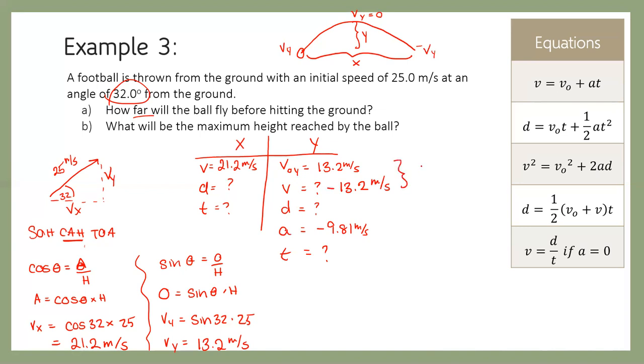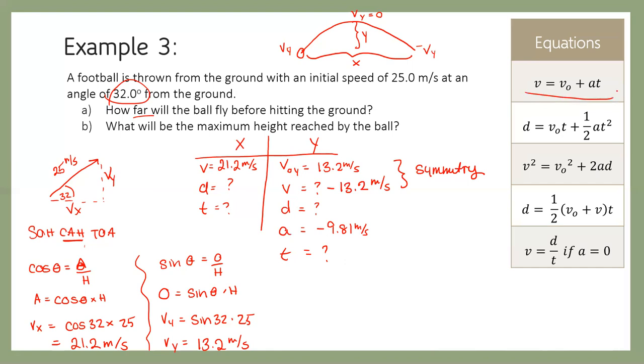And that's because it's symmetrical. Okay, so we have symmetry. Now we have enough information that we can solve. So now that we have that, we can find out how long it's going to be in the air, and that will tell me how far it is going to go. So how long is it going to be in the air?